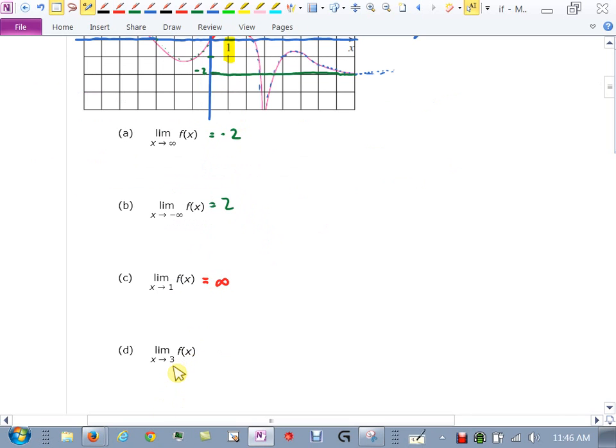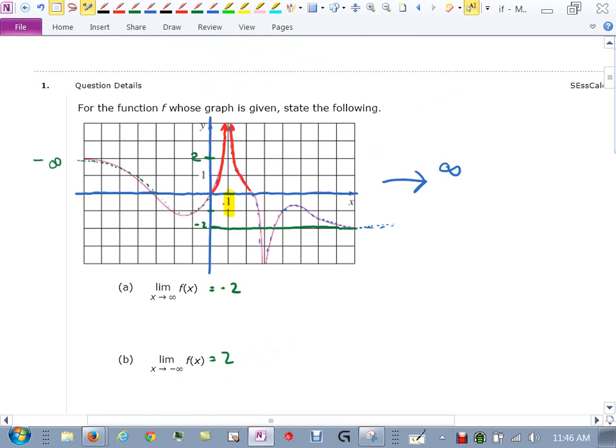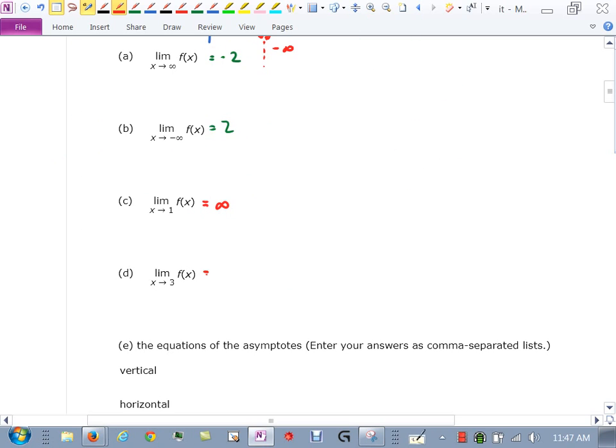Now as I look at approaching 3, I have to, let's see, figure out where 3 is. Here's 2, here's 3. So as I'm moving, I'm going down, down, down forever, and then down, down, down forever. Another asymptote here. Both of them are going to negative infinity. That means since they're both going to the same place, we have negative infinity.